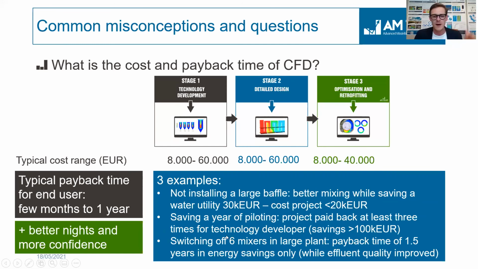And we had a couple of plants where we could switch off mixers. One of the plants in the Netherlands, we could switch off 6 of the mixers. If this is a large plant, that leads to a lot of energy savings. Payback time only there was 1.5 years. But in the end, the main outcome was the effluent quality that improved. So nitrates, especially.